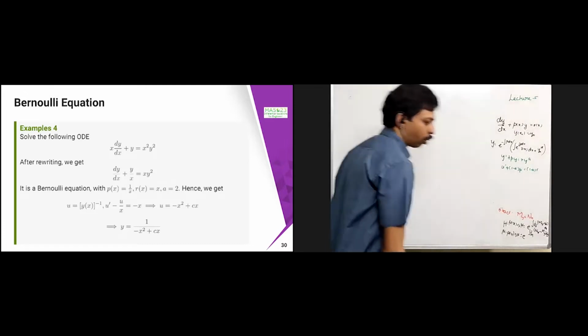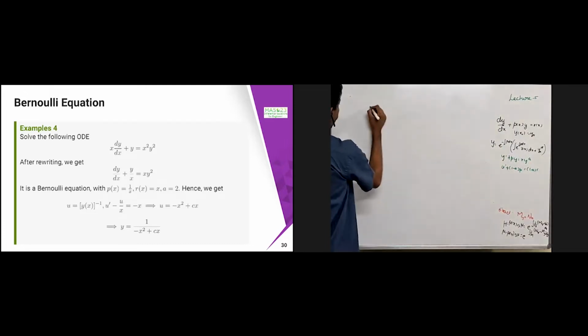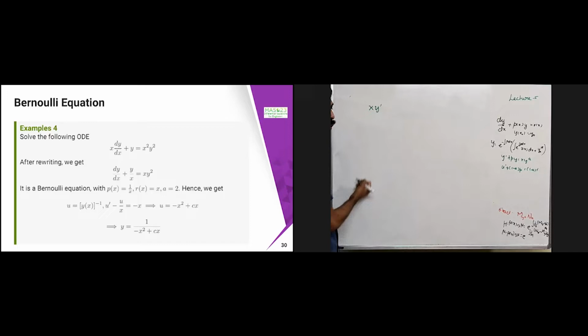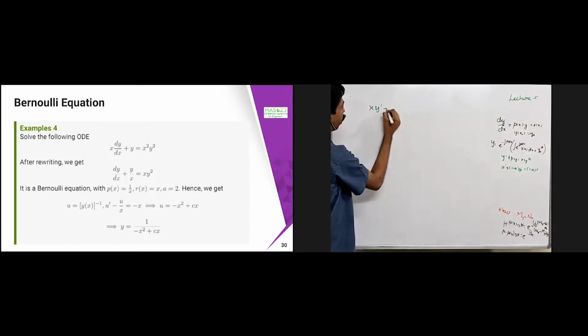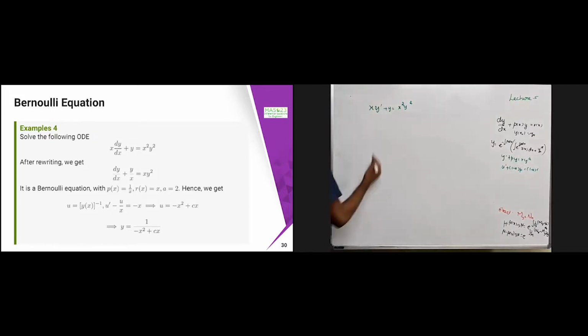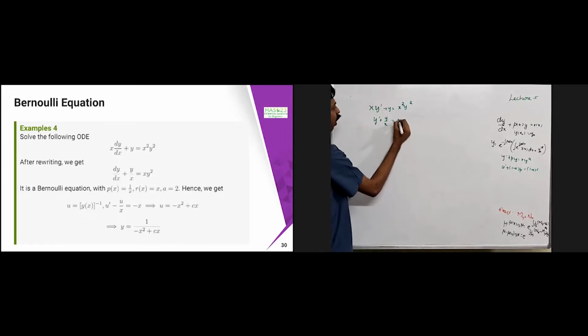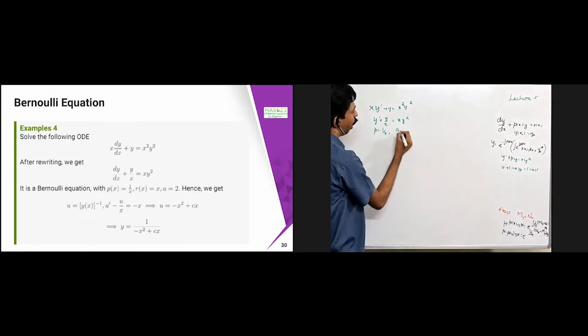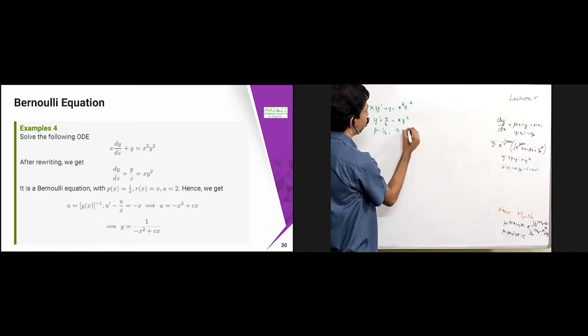So let us solve this problem: x into y dash, okay, x y dash plus y equal to x square y square. Yeah, x square y square. So this I can write as y dash plus y by x equal to xy square. So this is the Bernoulli form. So what is p? P is 1 by x. Okay, and what is a? A is nothing but 2. Okay, and what is r? R is nothing but x.